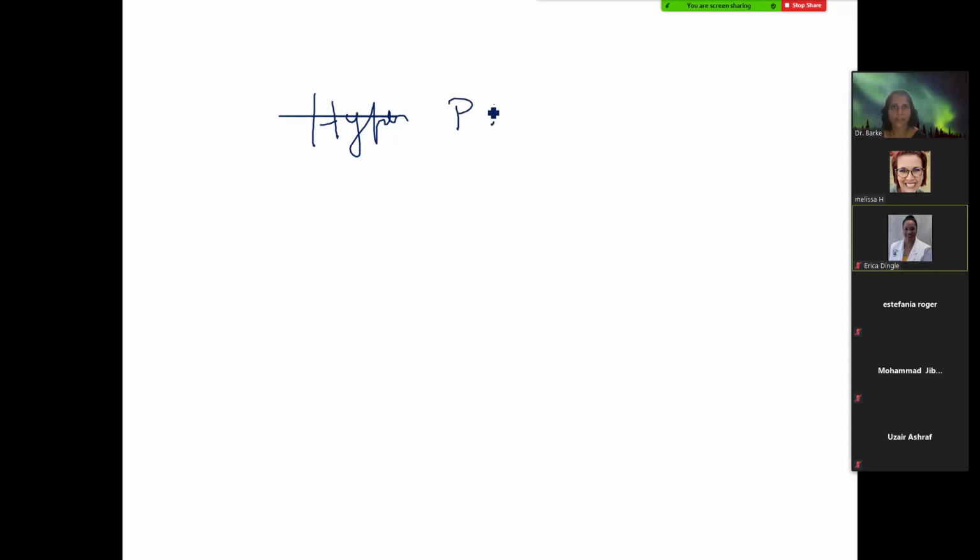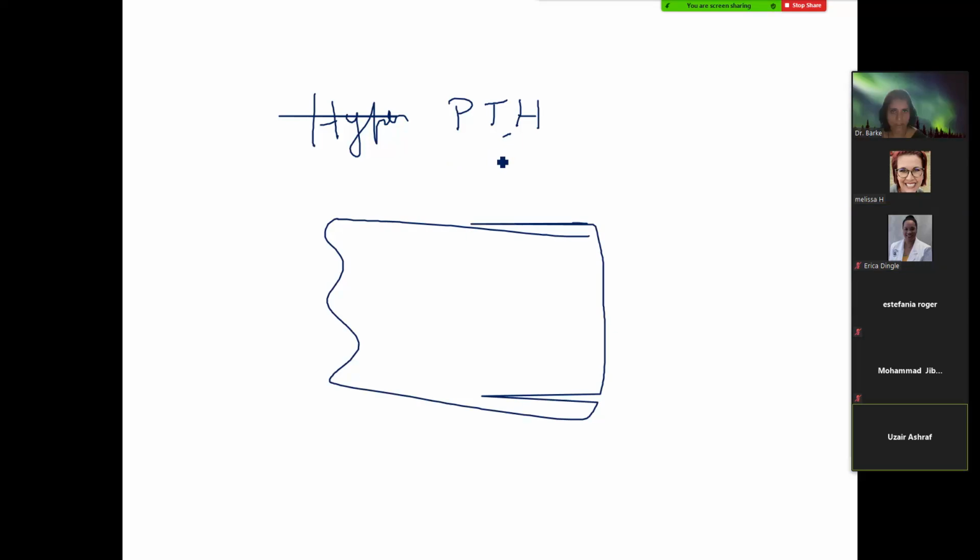Main action of PTH is on the calcium, correct? But which second messenger does PTH use? Cyclic AMP. So what happened in hyperparathyroidism? PTH increased, cyclic AMP increased. So what's its role? Remember I had mentioned this.